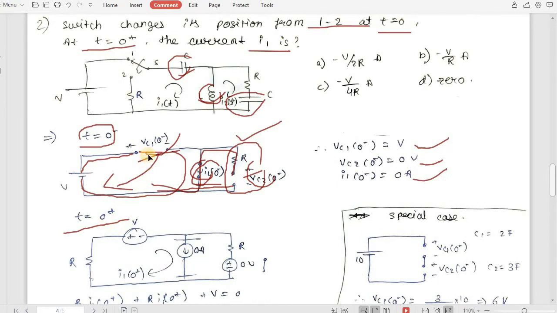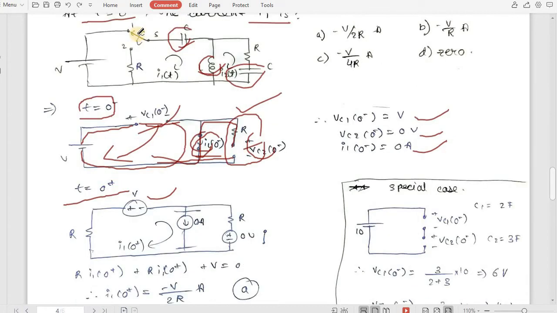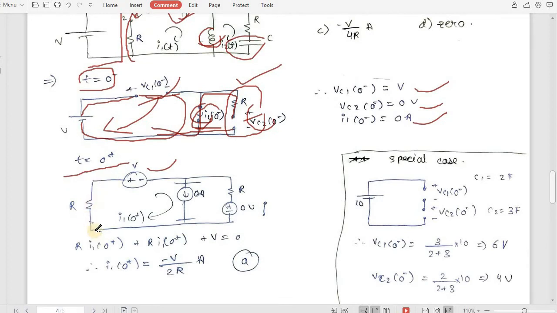Okay, in this we will replace this capacitor with the voltage source and the inductor with the current source. Okay, so here we will have this switch to be switched from 1 to 2. Okay, so we won't be having any voltage source present, we will be having this resistor in picture. Okay, so we will have this resistor, then the voltage source which was Vc 0 minus. Okay, so Vc1 0 minus is V volt, then we have the current source of IL 0 minus which is 0 ampere. Basically this is open circuited.